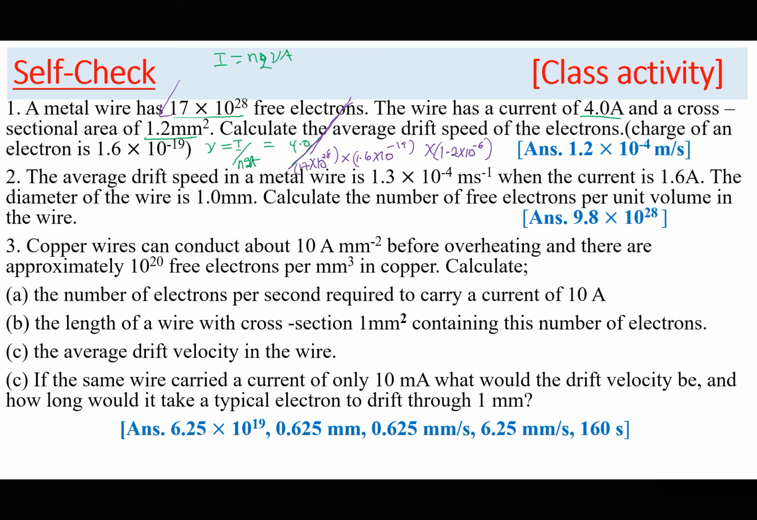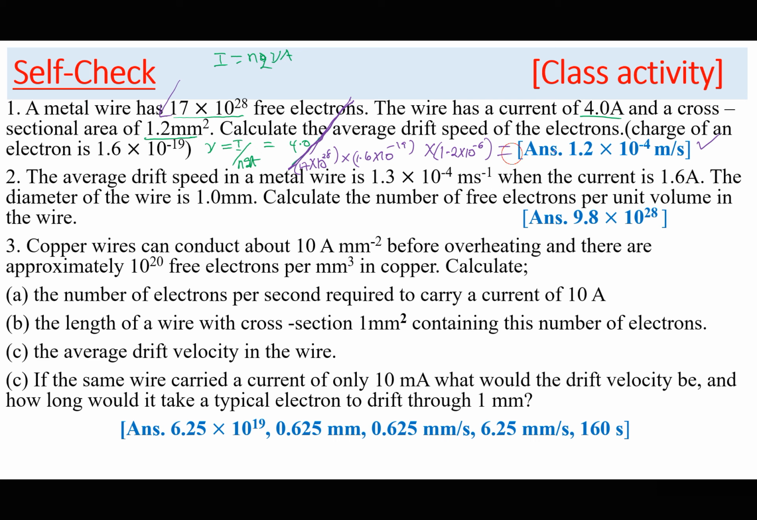So I'm going to check my calculator. I'll start with the denominator because it's very big. In the denominator, I have 17 exponent 28 times 1.6 exponent minus 19 times 1.2 exponent minus 6. So I will say 4 divided by the denominator, which gives me 1.225 times 10 to the power of minus 4. So I think this is correct.